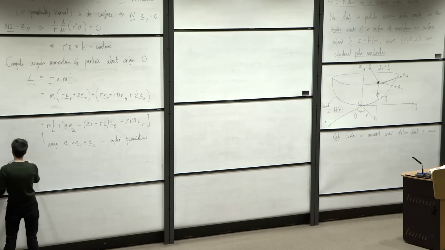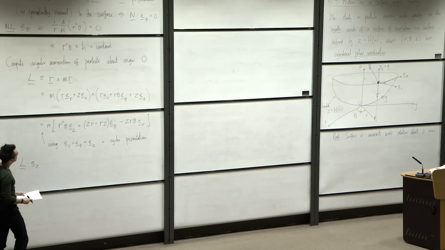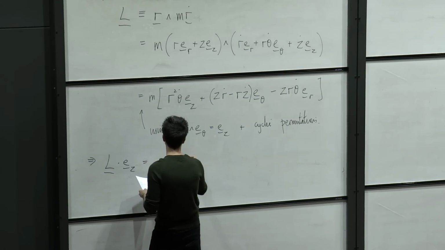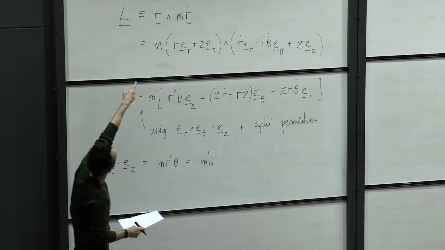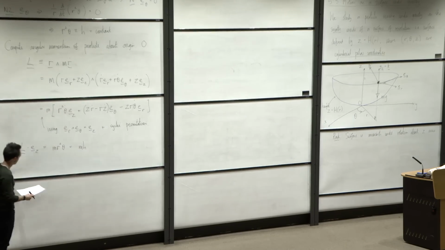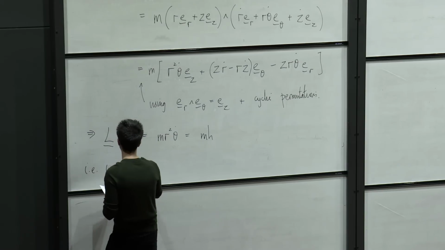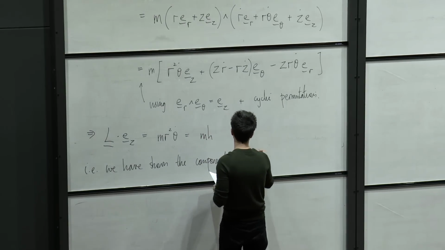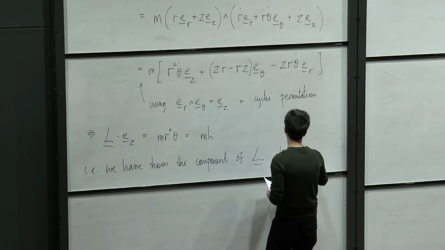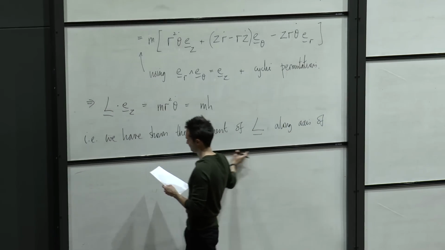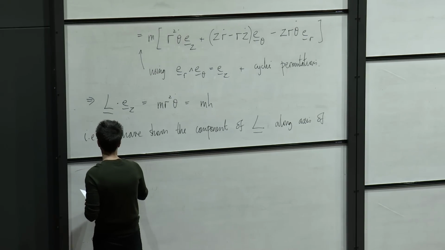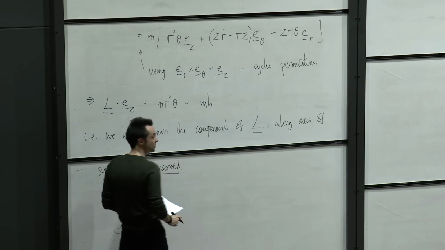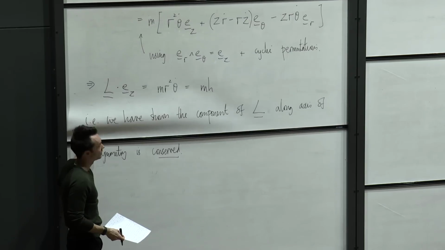Good. So if you look at that, you see that if you take L, the angular momentum about the origin, and you dot with e_z, that just picks out the first term, and that's m r squared theta dot. And that's exactly m little h, where I introduced little h as r squared theta dot above. And we've just seen that's constant. So we have shown the component of angular momentum, L, along the axis of symmetry, that's the e_z direction, is conserved. That is, it's constant when evaluated on a solution to Newton's second law.